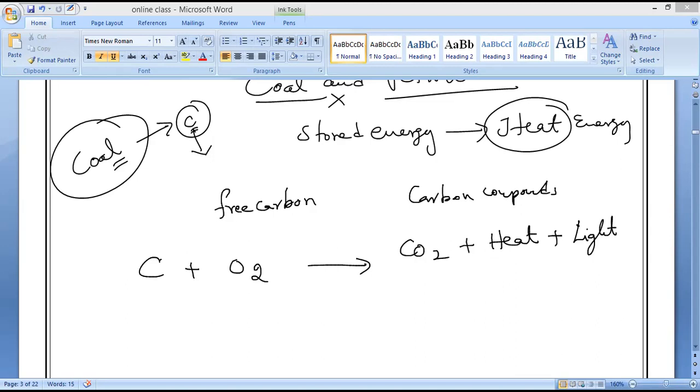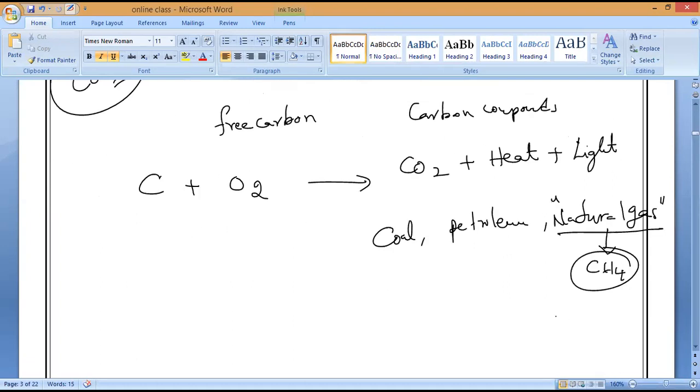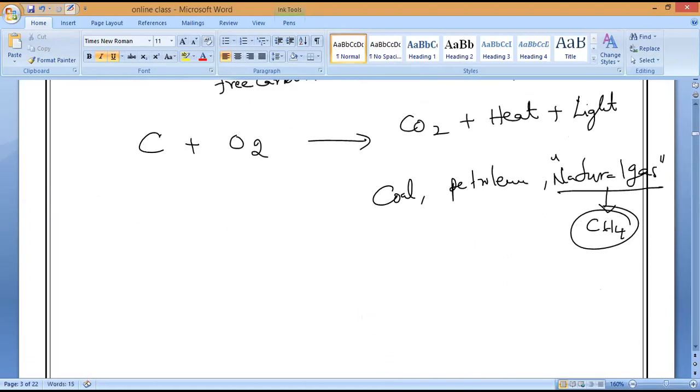Now you can see that most of the fuels we obtain today are from coal, petroleum, and another one, natural gas. These are the three fossil fuels: coal, petroleum, and natural gas. Natural gas we can call CNG. What is the full form of CNG? Compressed natural gas. Its major composition is methane. These are the main fuels we use in our daily life today. They are obtained from fossils, meaning the dead and decaying remains of animals and plants buried under the earth for millions of years.